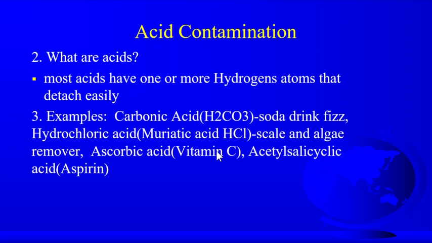An acid is something that can detach off a hydrogen ion. So in order for it to detach off a hydrogen ion, it has to have a hydrogen ion. Some examples. Carbonic acid is in your soft drinks. It's H2CO3. Soda fizz is what carbonic acid gives us.